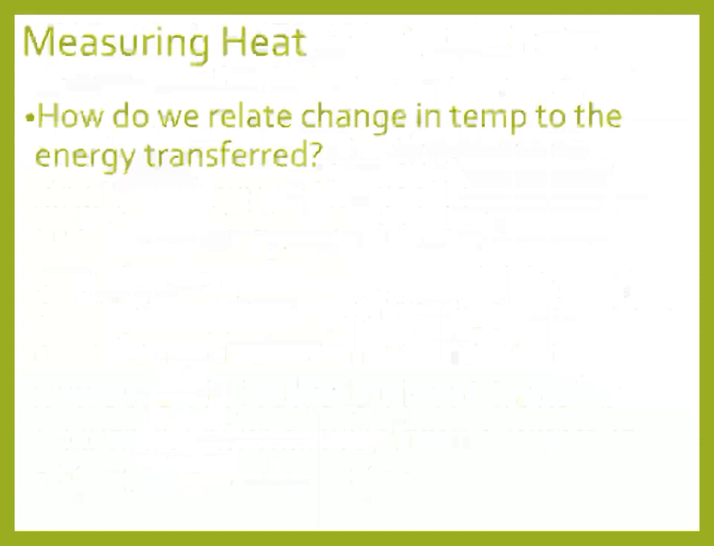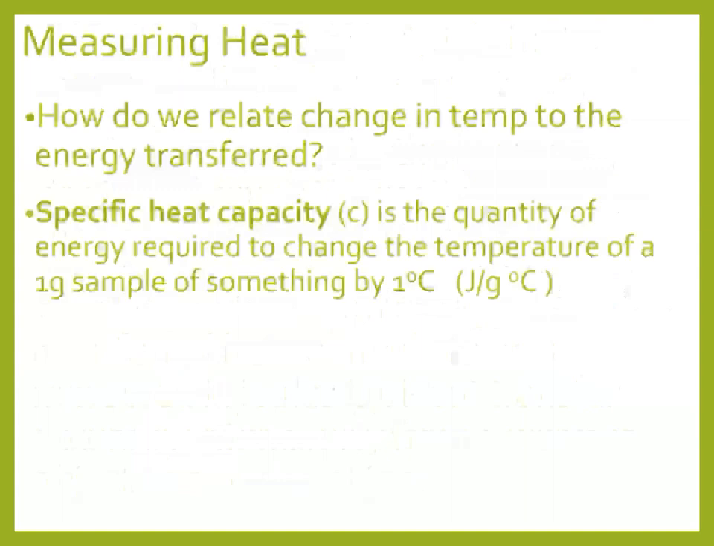Okay, so how do we actually measure that change in heat, that energy that's being transferred? So every single substance has something called a specific heat capacity, and that is the amount of energy that is necessary for that substance to change the temperature of 1 gram of that substance by 1 degree Celsius or 1 degree Kelvin. It's measured in joules per gram degrees Celsius. So how many joules are necessary for 1 gram of a substance to increase by 1 degree Celsius?